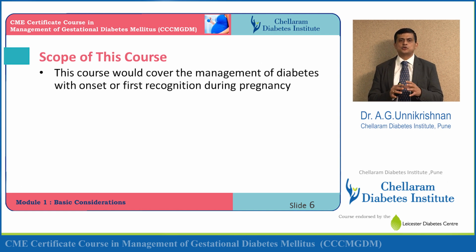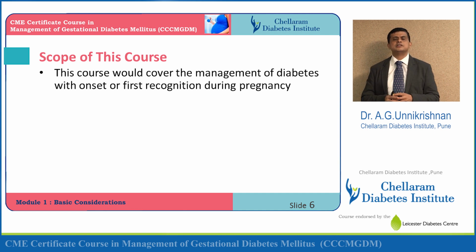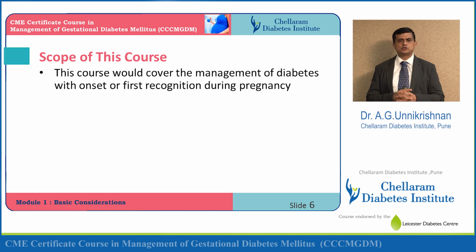So this slide shows the scope of the course. In general, we will be covering gestational diabetes, and by gestational diabetes, of course, we are just setting the scope of the contents of the course. The course contents would cover the management of diabetes, which has onset or first recognition during pregnancy. But we will also be having an additional module on pre-gestational diabetes, which would not be strictly part of the course criteria, but a bonus module on pre-gestational diabetes would be added to the scope of this course.